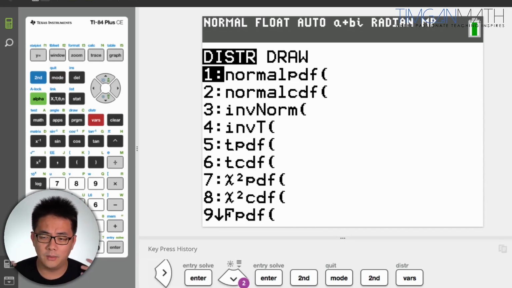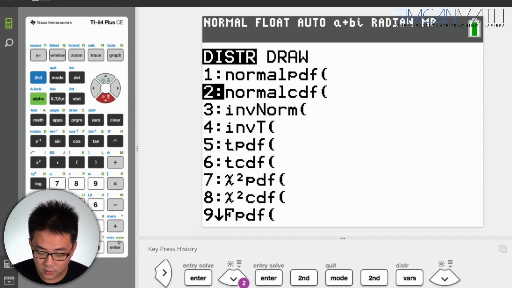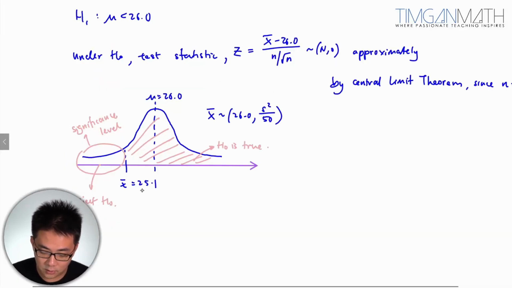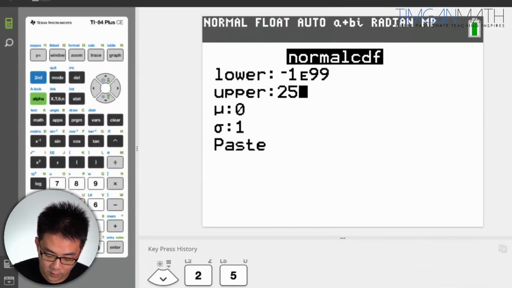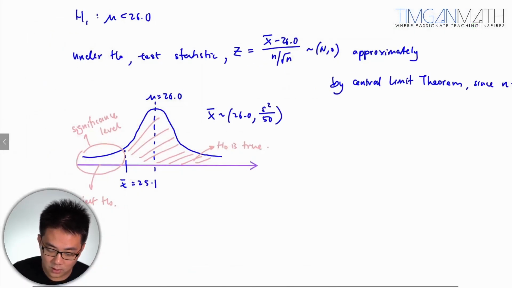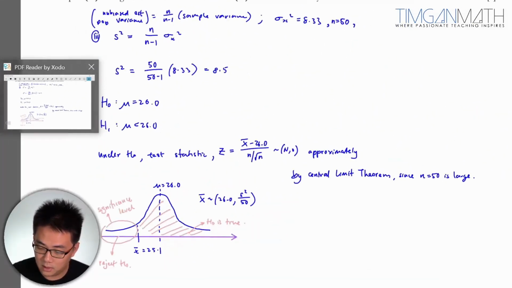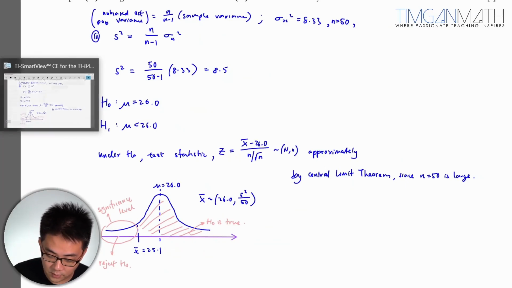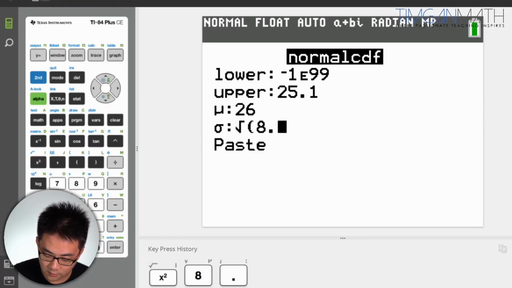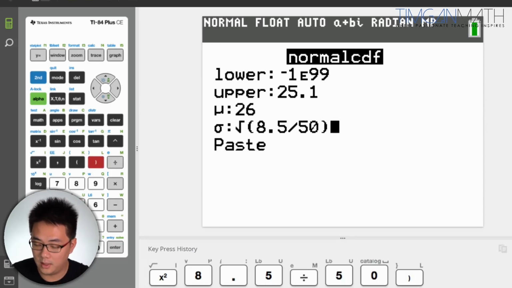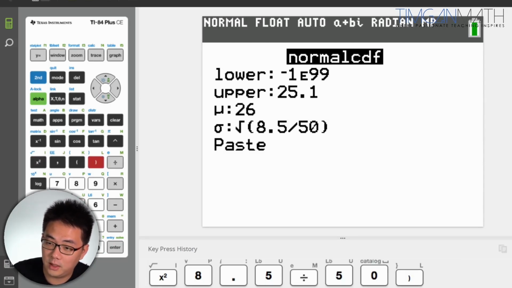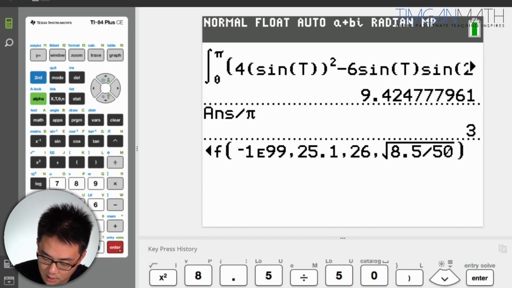Some schools will tell you to just go back to the standardized curve, but if you understand the concept here, you could just use this part here, which is 25.1, and mu is 26, and sigma is the square root of s squared. So I'm just going to use the square root of 8.5 divided by 50. Then we're just going to paste this and press enter.